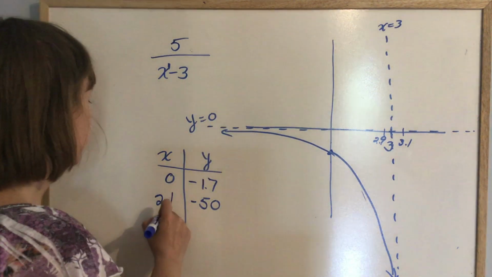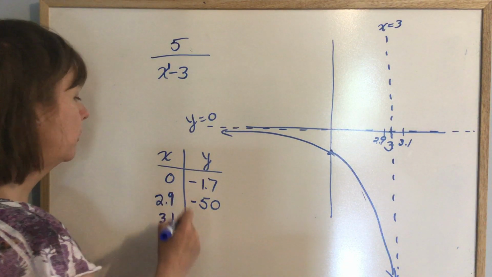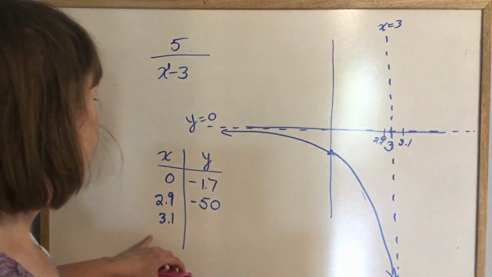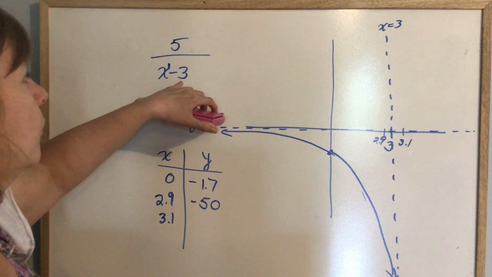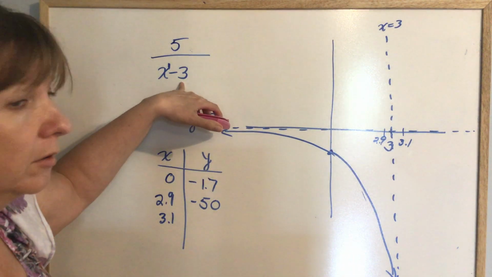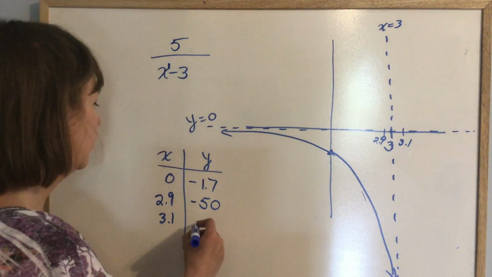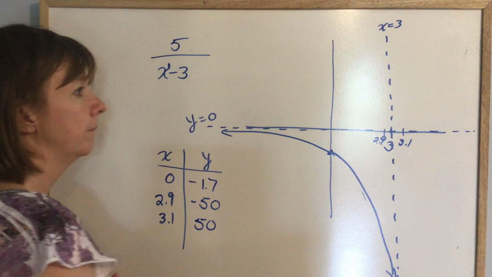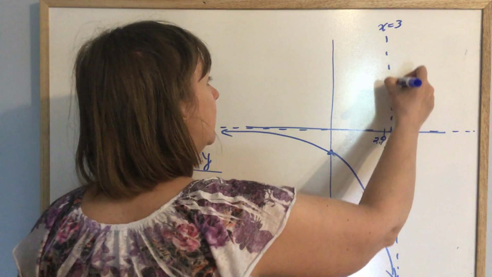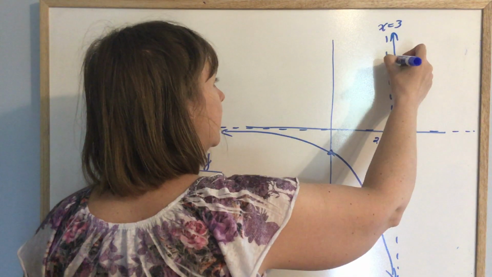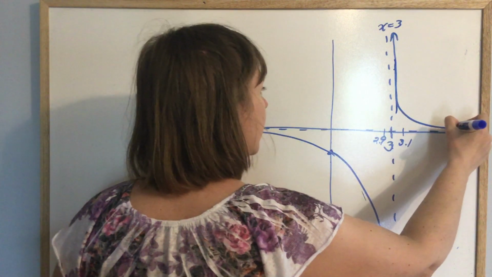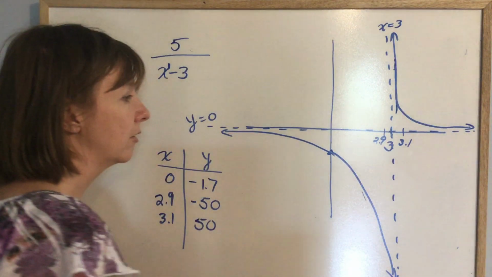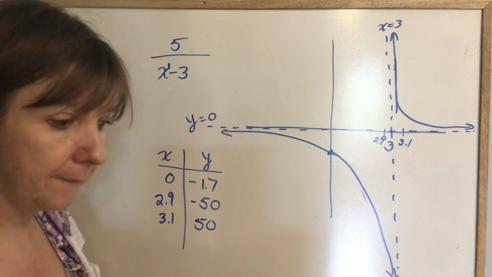So now I'm going to check 3.1. Or sorry, I did 2.9, I didn't do 3.1. If I do 3.1, 3.1 minus 3 is 0.1, and 5 divided by 0.1 is 50. So again, at 3.1, it's way up there somewhere, and as it comes down, it cannot cross that horizontal asymptote, so it's going to look like that.